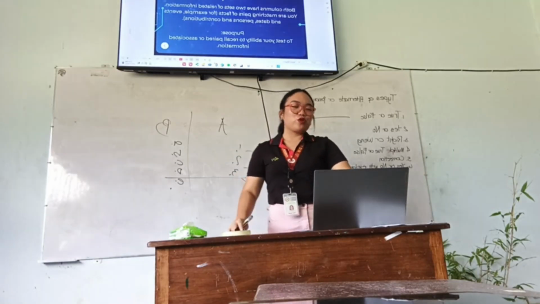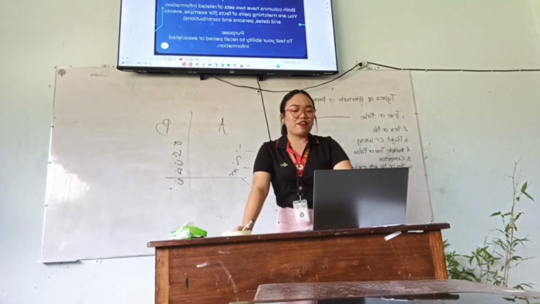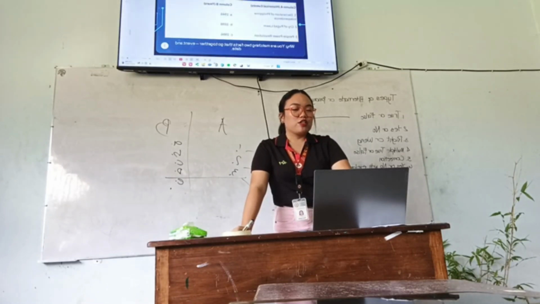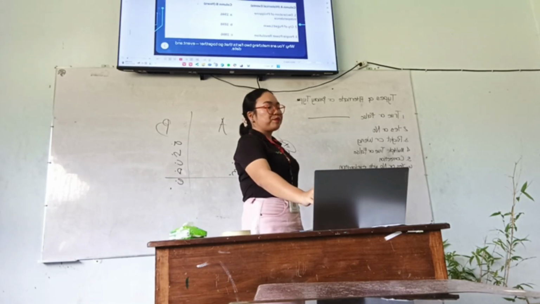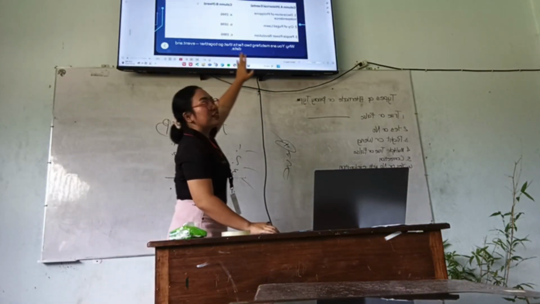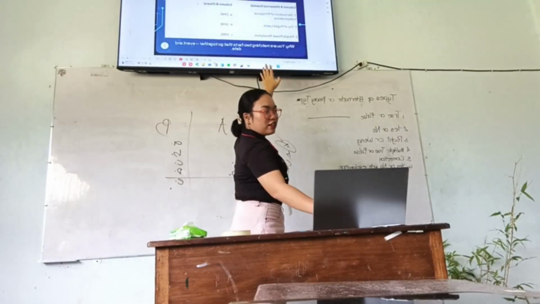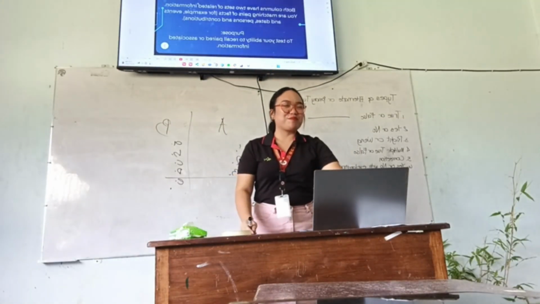Both columns have 2 sets of related information. You are matching pairs of facts. For example, events and dates, person and contribution. So here, one column is the year, and the other column is the event that happened. So that is an example of a double entry matching type.